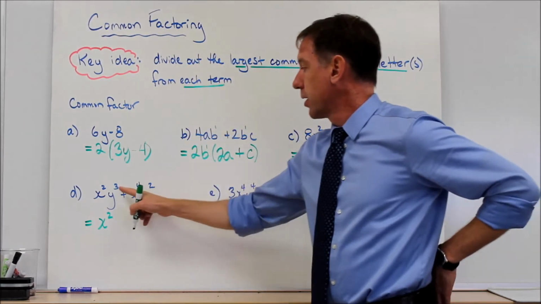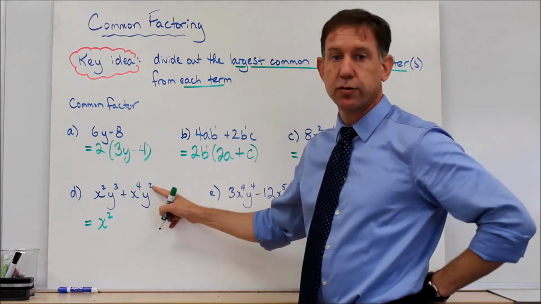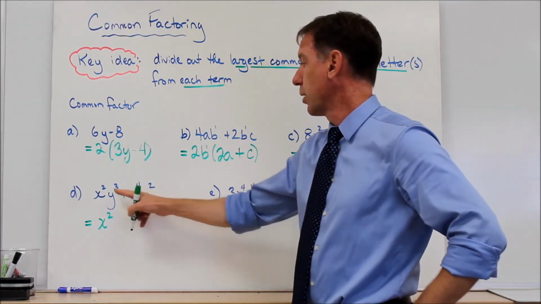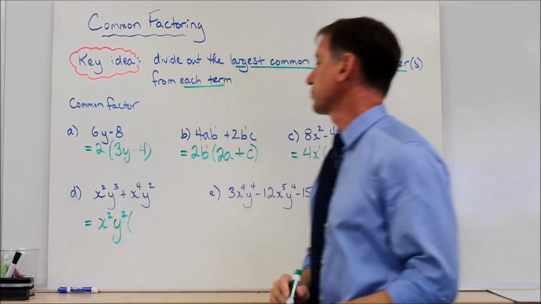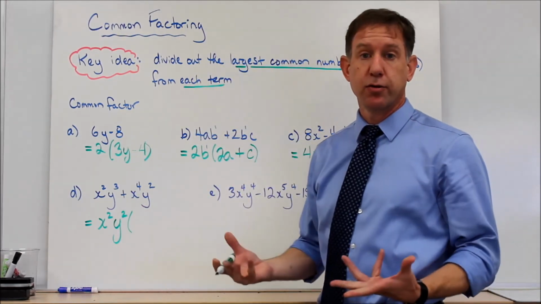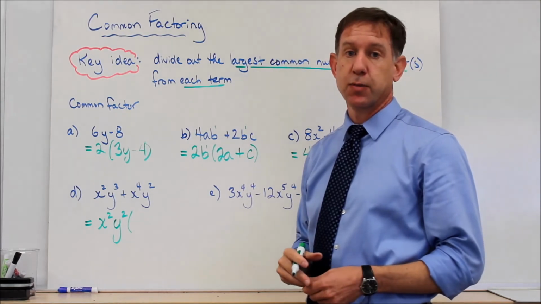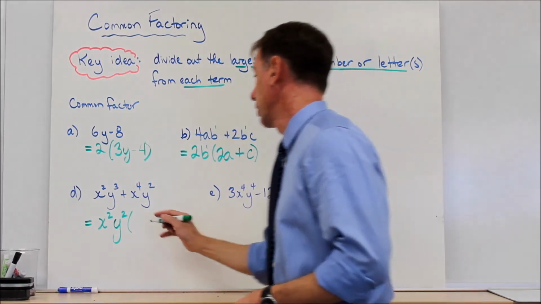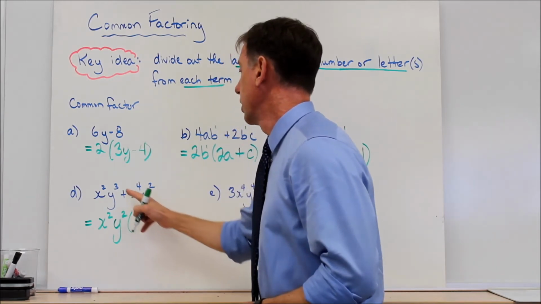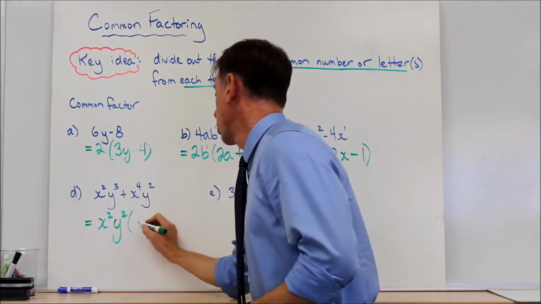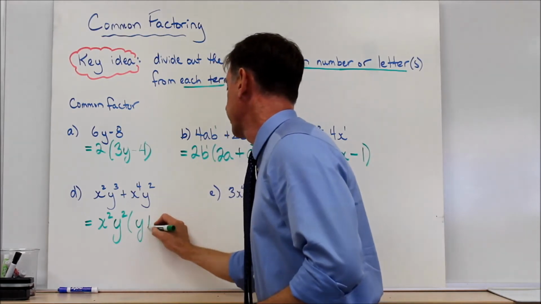And for the y's, I've got a 3 and a 2, so the lowest exponent there is a 2, so I will divide out y squared on that one. And then go ahead and do the division. Now again, you'll be using your exponent laws to divide out. So 2 subtract 2 is 0. There's no x's here. 3 subtract 2 is 1. There's 1 y left over.